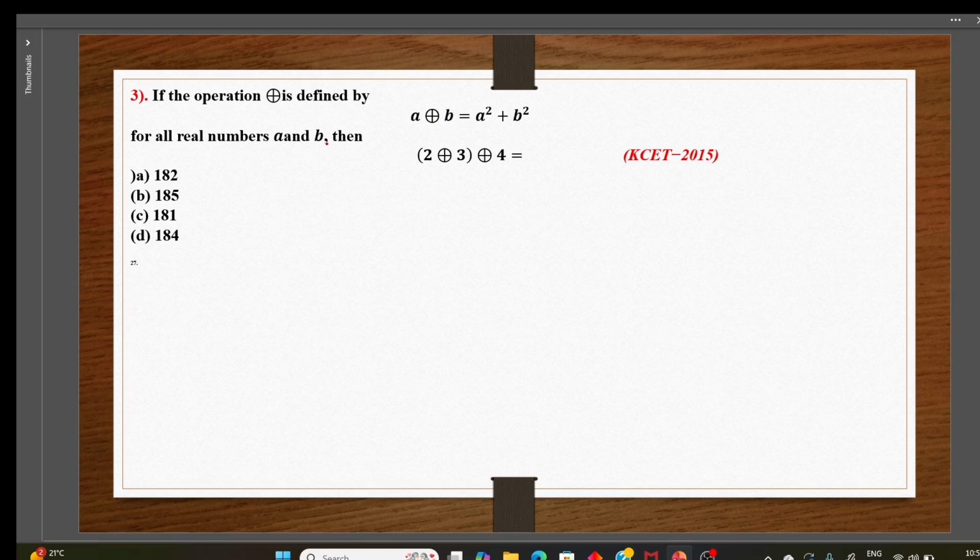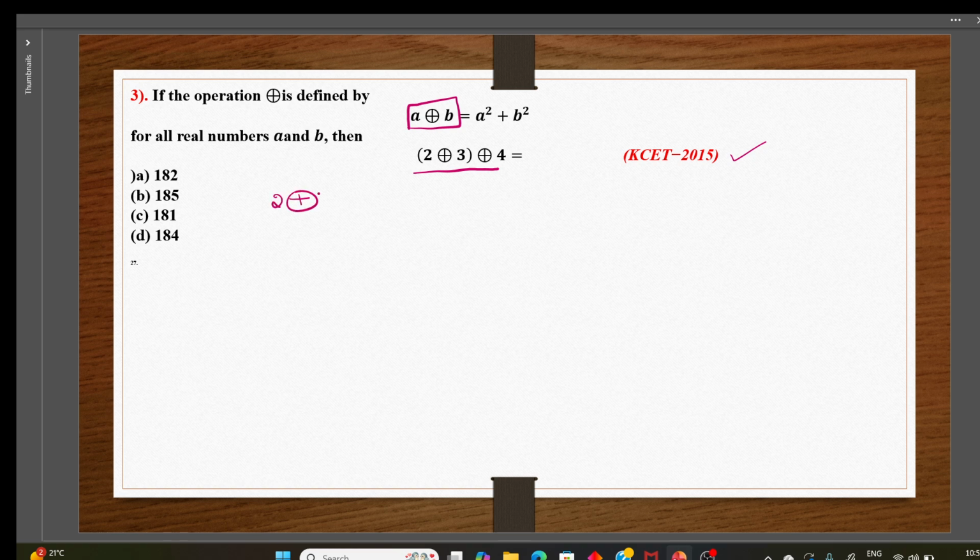For all real numbers a and b, then 2 symbol 3 symbol 4 is equal to what? What is the value of this? This question is from the same KCET 2015. So now simplify this. We know a symbol b is equal to a square plus b square.